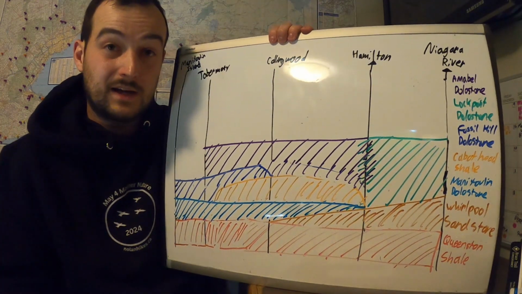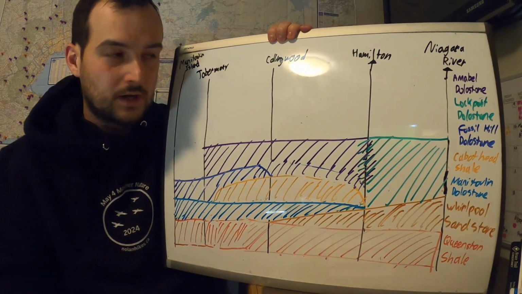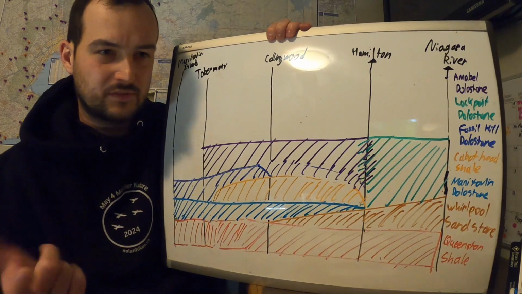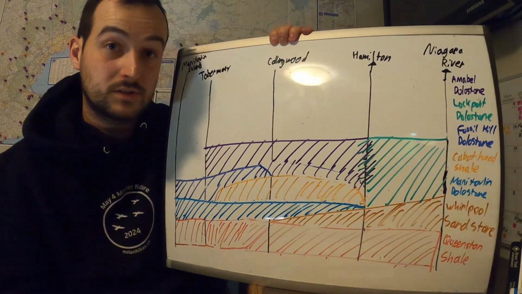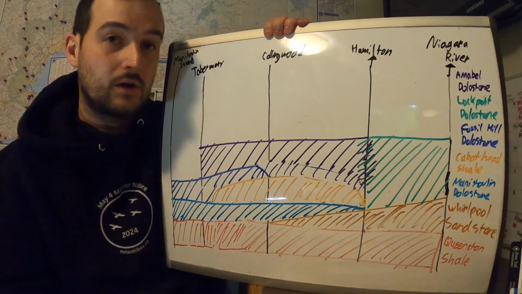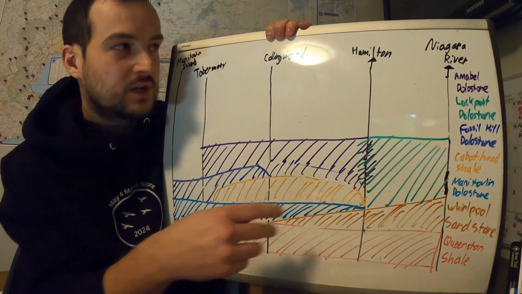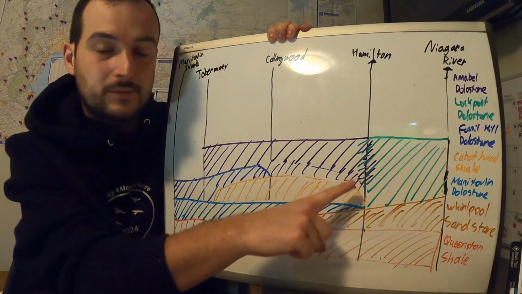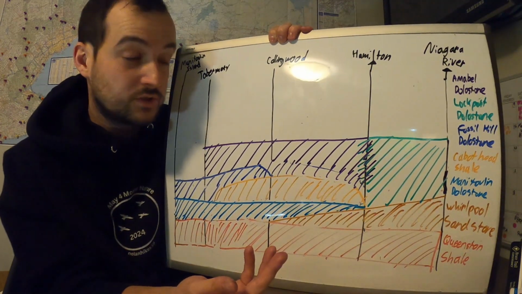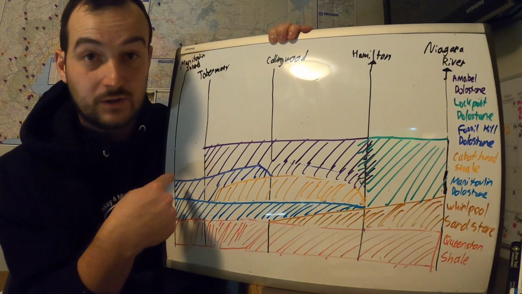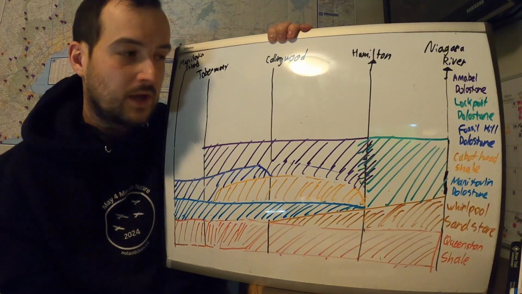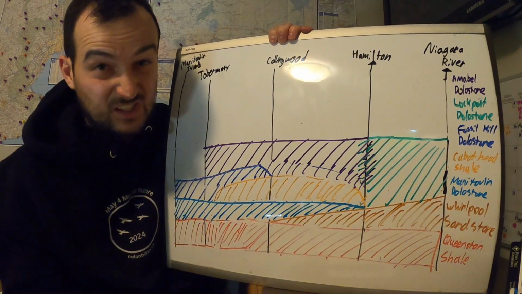And last up we have the cap rock layer. So we kind of have the two different formations. So we have the Lockport Dolostone and the Amabel Dolostone. And as you can see right here, they very gradually merge into each other. So from the Niagara River to Hamilton, you have the Lockport Dolostone, and from Hamilton continuing on, you have the Amabel Dolostone. They're really quite equal.